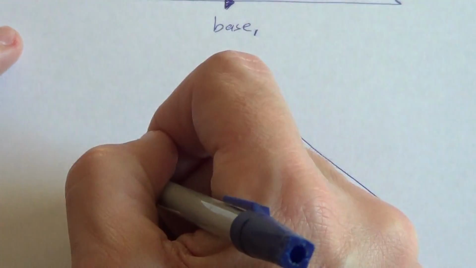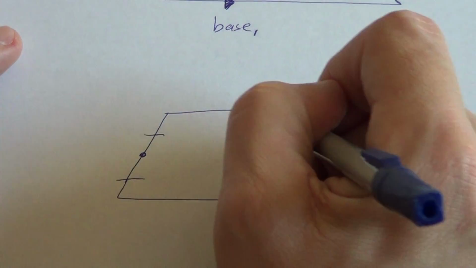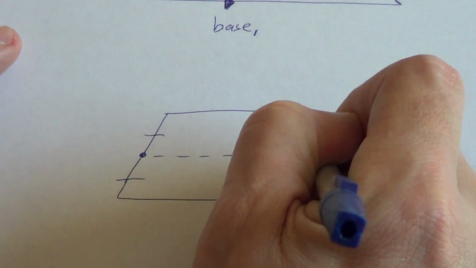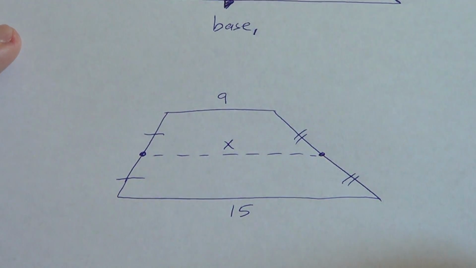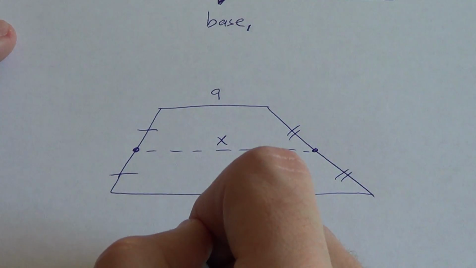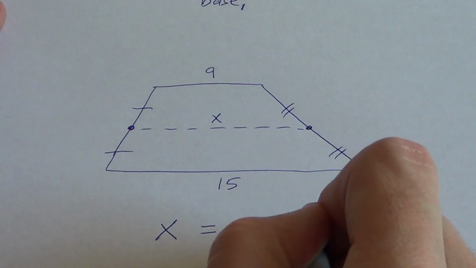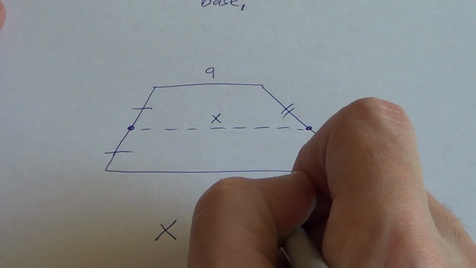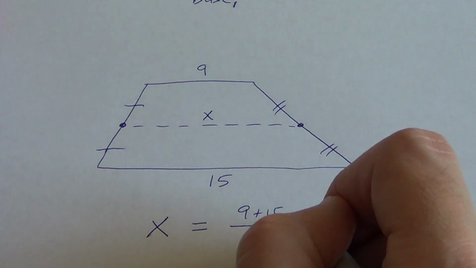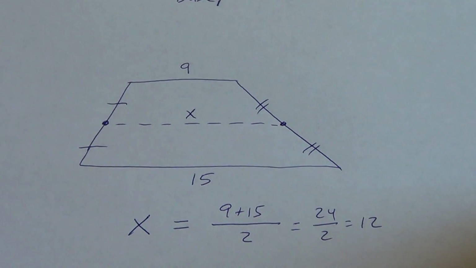Okay, so this is what it would look like in a picture. So we got something like this. We've got these equal. Okay, we come over here, we've got these equal. Okay, and they tell me this is 9 and x and 15. Okay, so x, the mid-segment, equals, in math class, half. Half means I'm going to divide by 2. Half their sum. Sum means I'm going to add. Well, 9 plus 15 is 24. Over 2 is 12. So it's 12 feet or inches or units.